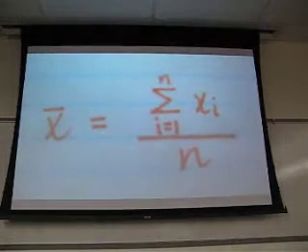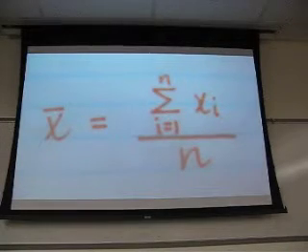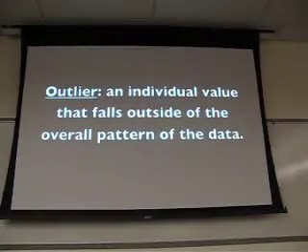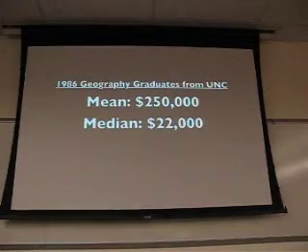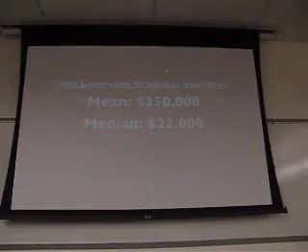You see, the average is computed by taking the sum of the data values and dividing that sum by the number of data values. This measure of center is highly affected by outliers, an individual value that falls outside of the overall pattern of the data. While the average is accurately reported, the statisticians should have used the median, or the middle value, to report the average starting salary based on the presence of extreme values.